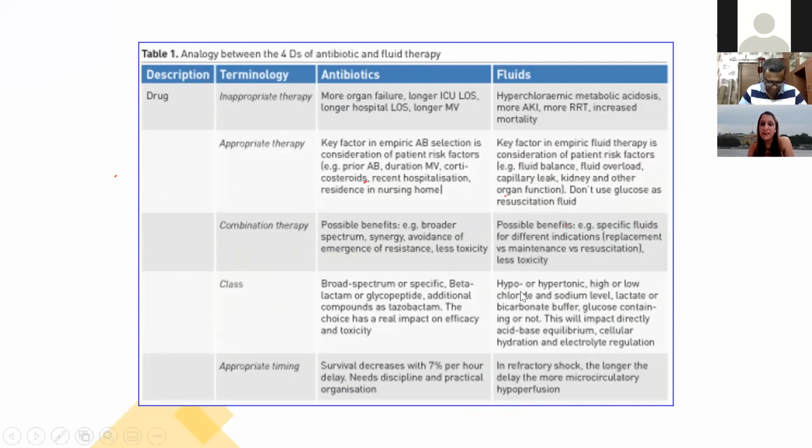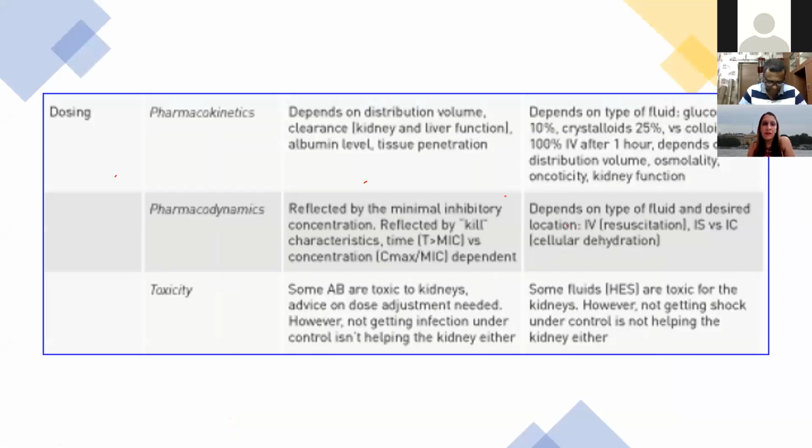As I said, in GI losses we should prefer the high chloride fluids, and we might use some colloids during hemorrhagic shock as appropriate timing. Like in refractory shock, the longer the delay, the more the microcirculatory hypoperfusion. So during resuscitation, yes, we have to give more fluids. The same applies to dosing. Analogous to antibiotics, we have to keep the pharmacokinetics in mind.